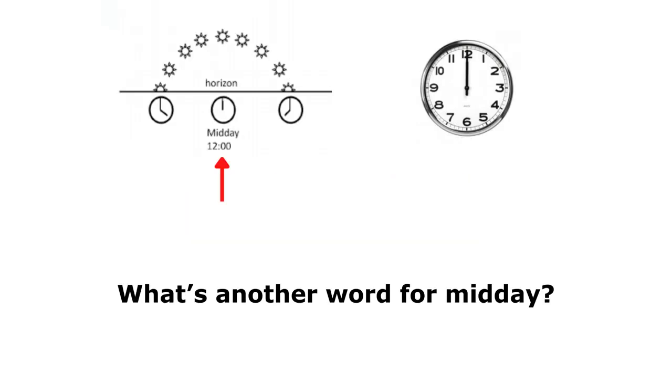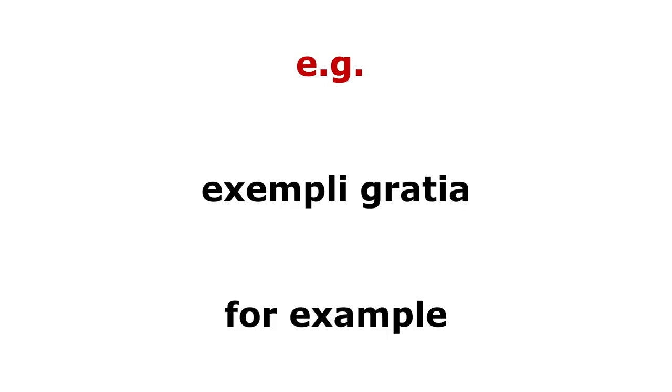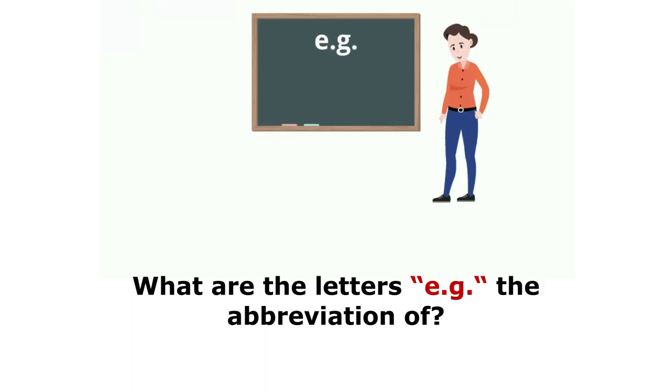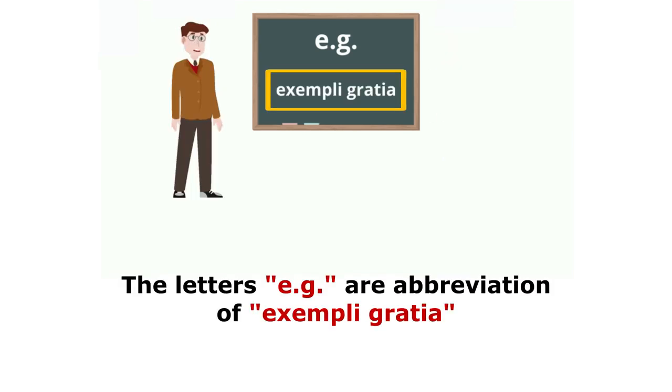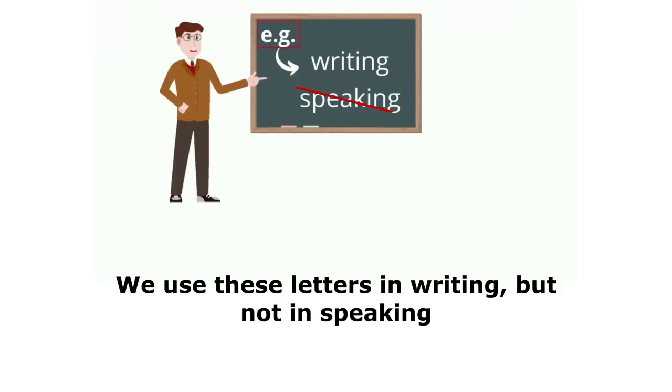Noon. What's another word for midday? Another word for midday is noon. E.g. equals exempli gratia equals for example. Abbreviation. What are the letters e.g. the abbreviation of? The letters e.g. are the abbreviation of exempli gratia. When do we use these letters? We use these letters in writing, but not in speaking.